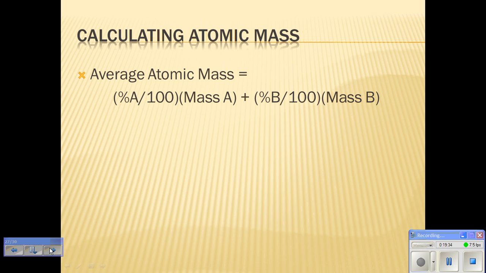You're going to take how abundant it is, how often it shows up in a sample. And then you're going to divide that by 100 just to get it out of percent, so we have a decimal abundance. And then you're going to multiply it by the mass of that isotope. You do the same thing for isotope B, and then you just add them together. And that's going to give you your average atomic mass.